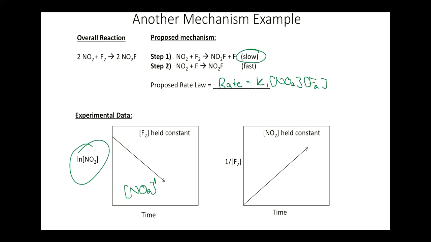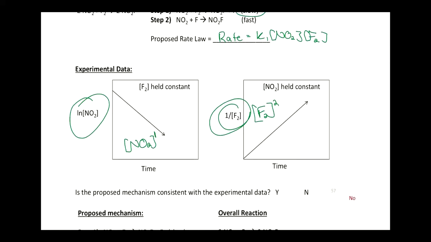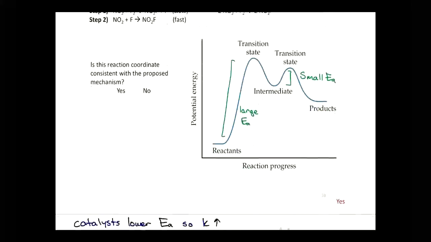But what about the second graph? It's second order. Yeah, this one, because it's graphed as 1 over, this experimental data is saying that F2 is actually second order. So do these pieces of information match one another? Is this the correct mechanism, or is this mechanism consistent with the data? It's not. So this one is not consistent because F2 is second order. Okay, one more here.